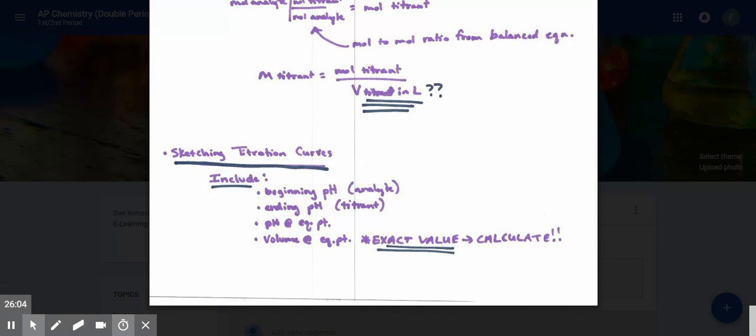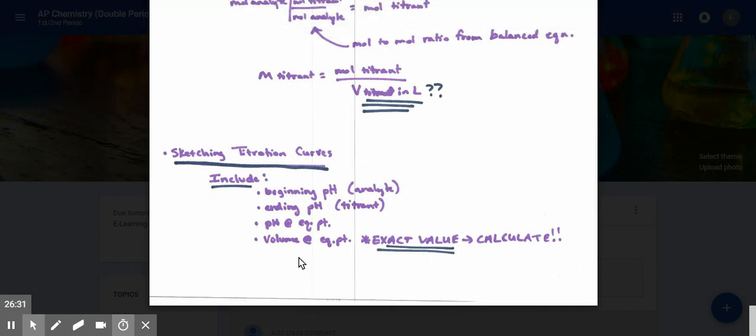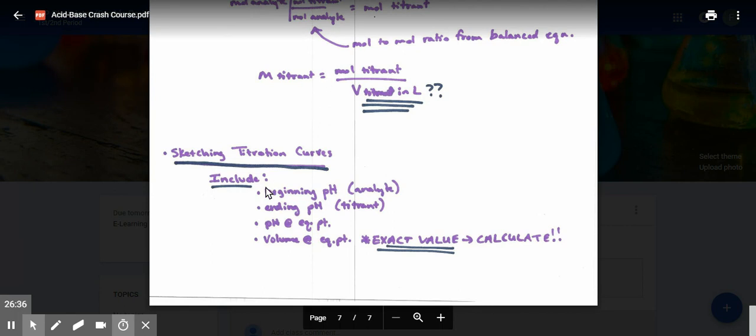The pH at the equivalence point: weak acid with strong base, pH at equivalence point is greater than 7. Weak base with strong acid, my pH at equivalence point is less than 7. And if they're both strong, then the equivalence point is exactly 7. Okay, so make sure all these three things are in the proper range. What you do have to calculate to get an exact value of is the volume of the equivalence point. So make sure you find that exact value when you're sketching that titration curve. This is where you get your points.